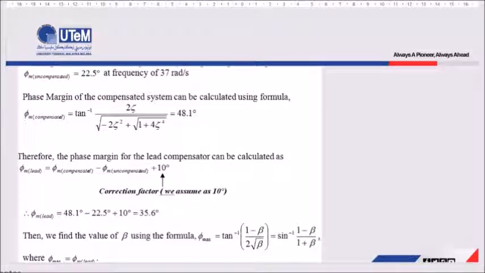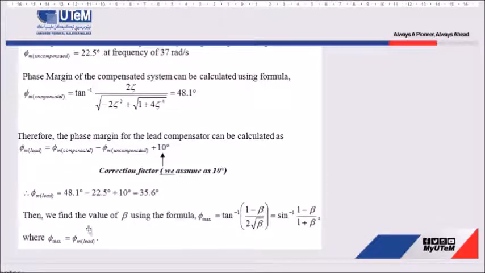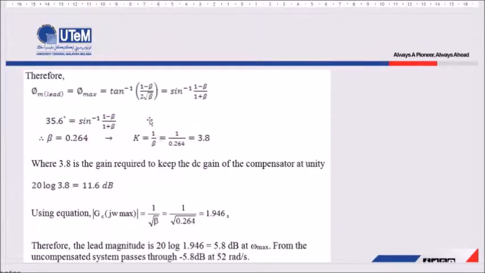Based on this value, we then have to find the value for beta using this formula, where in this case the phi m that we calculate from the value of beta is equal to the phase margin for the lead compensator. So from there we put this value 35.6 here, and then we can find the value for this beta. After we get the value for beta, we can use it to find the value of K, which is equal to 1 over beta.